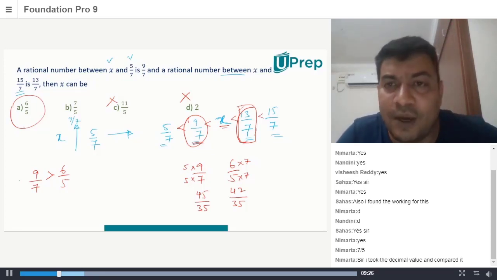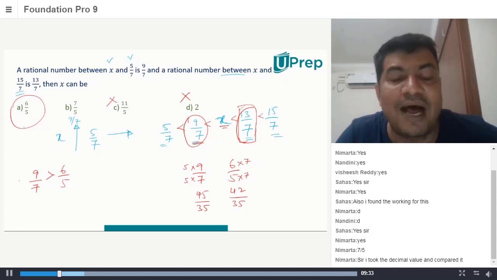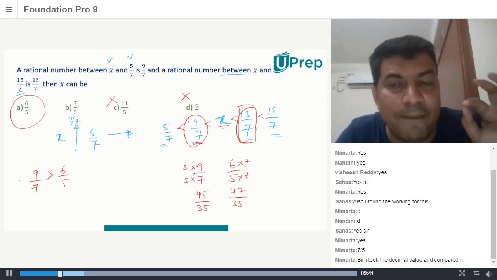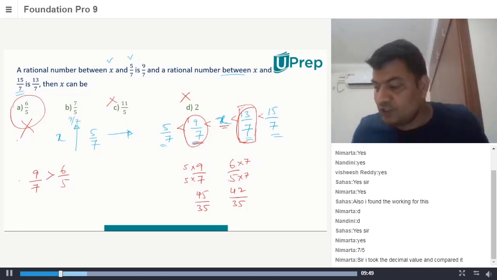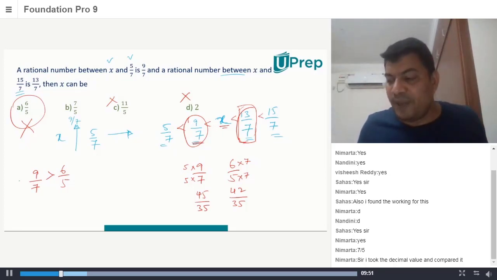No. Nimartha, wait. Just concentrate. Just don't calculate decimal value. There's no sense, because when you have bigger fractions like 23 by 74 or 36 by 23, it's very difficult to do that. It's always comparing rational numbers. Always get your denominator same. That's the regular method. I'll give you a faster method. Please concentrate. So can I say now 6 by 5 cannot be my answer?